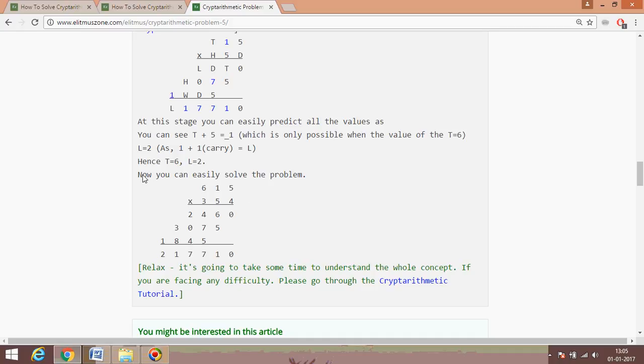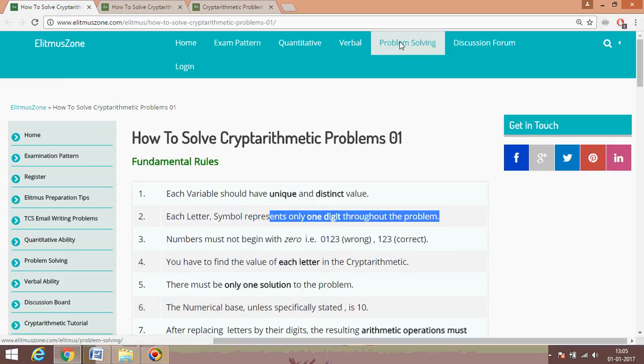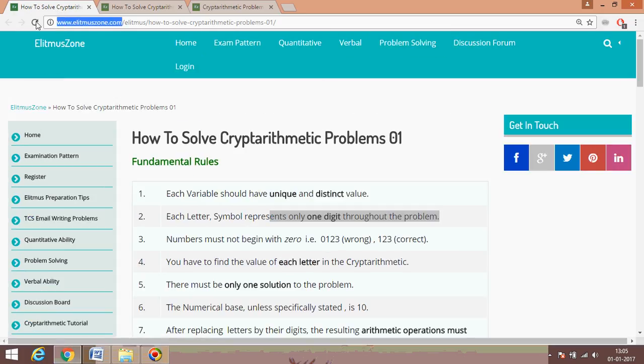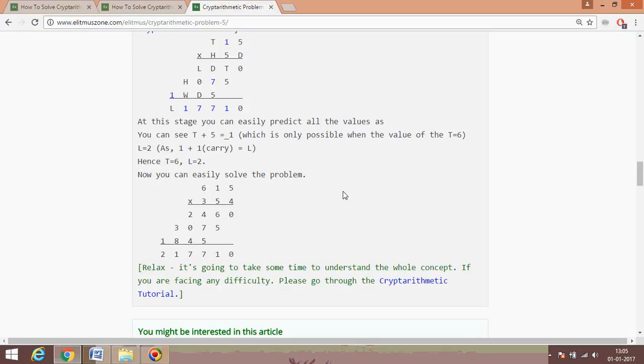Now what you have to do is simply replace these values. If you are facing any difficulties understanding the whole concept, just go through the cryptarithmetic tutorial, which is listed on this website, iltimatzone.com. Now this is the way to solve this problem.